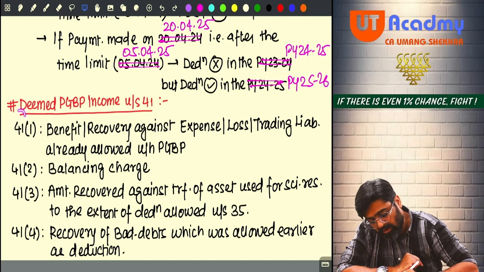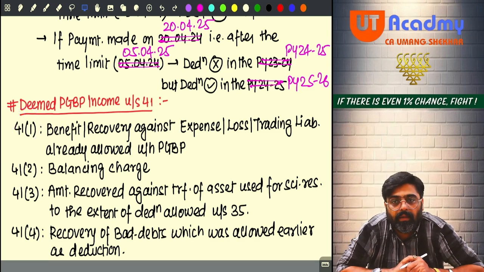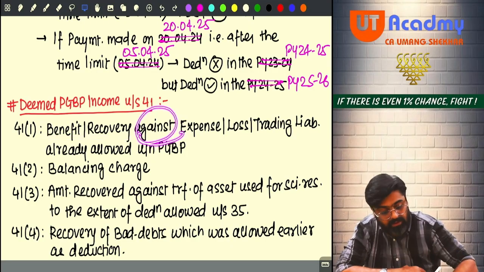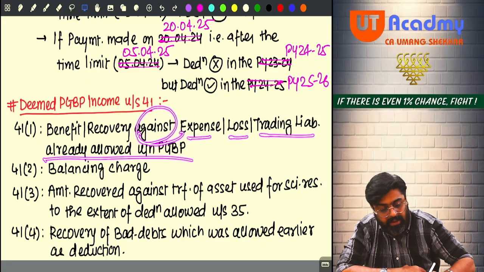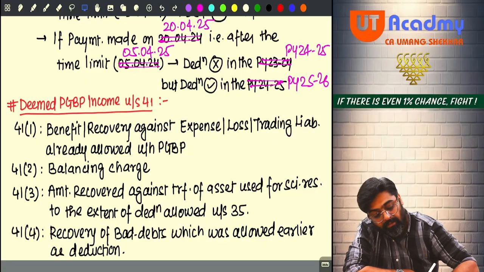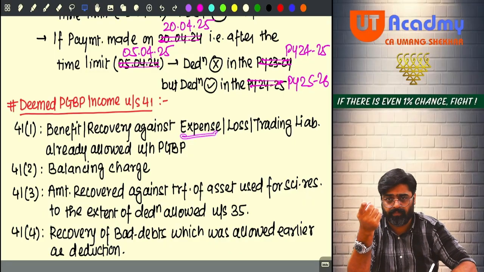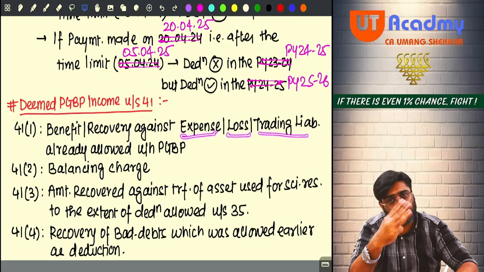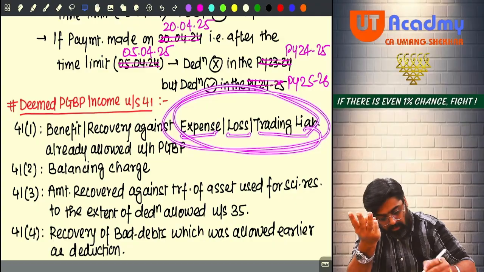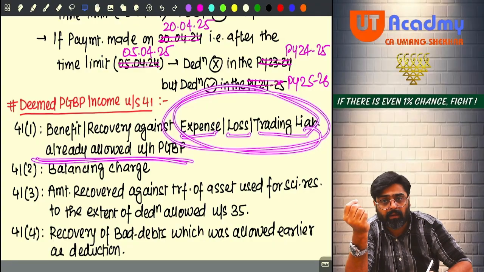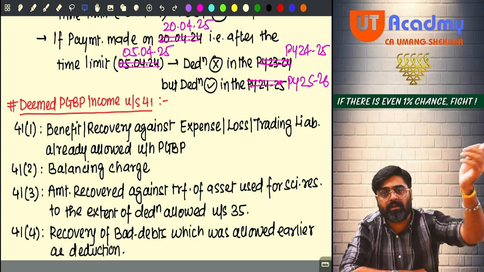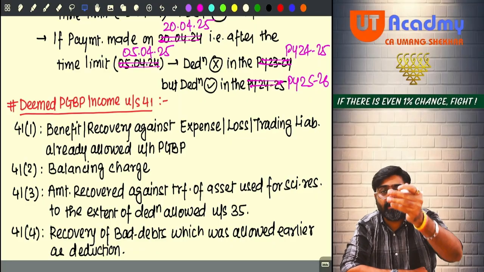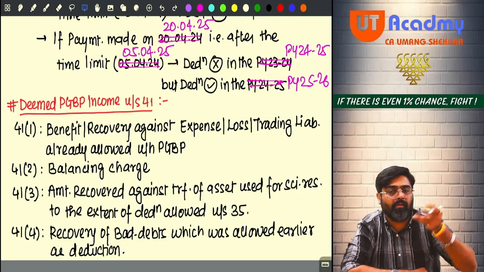Last one. This I have to explain. They are saying any benefit or recovery against any expense, loss, or trading liability already allowed under PGBP. Meaning there might be some expense you incurred, some loss happening to you, or a trading liability you incurred. Against all those things, you have already taken a deduction under PGBP. Your expense you claimed as a deduction. Your loss in the course of business you claimed as a deduction. Your trading liability in your business you claimed as a deduction.